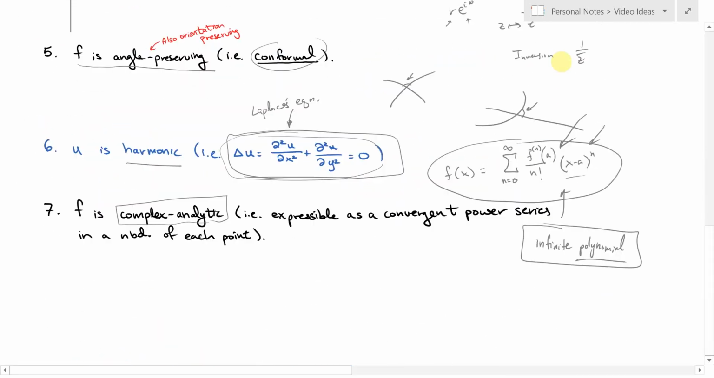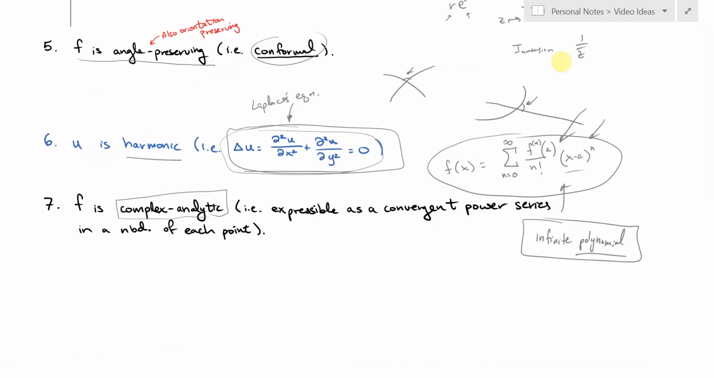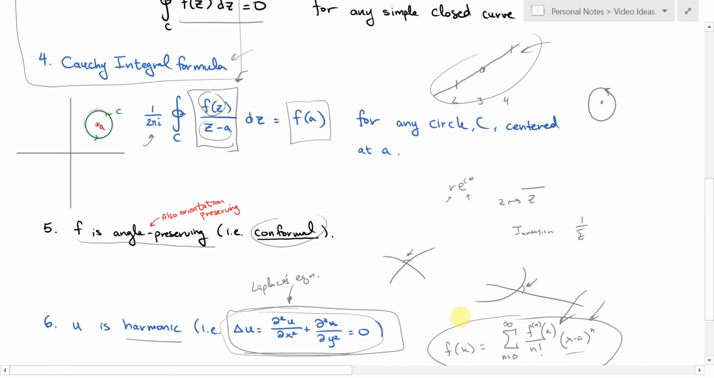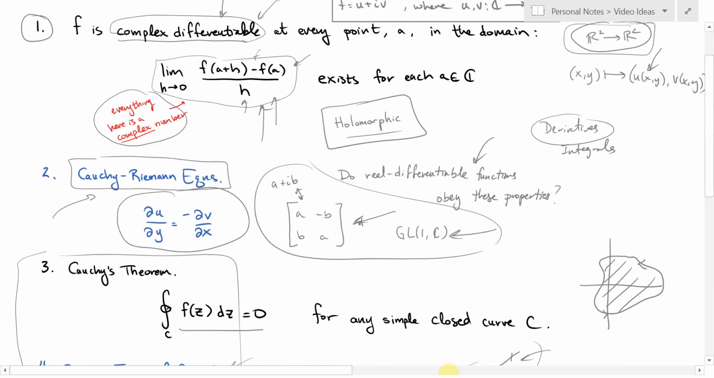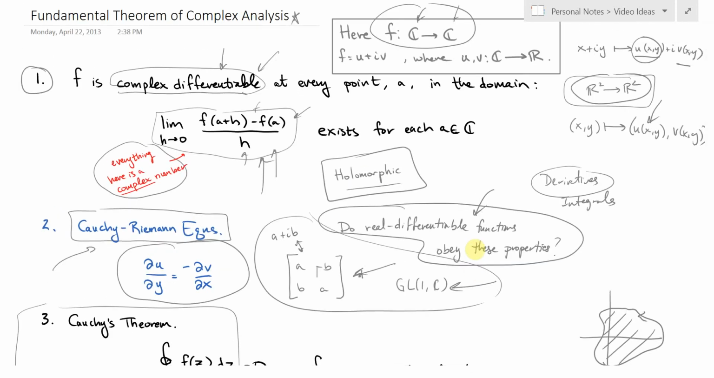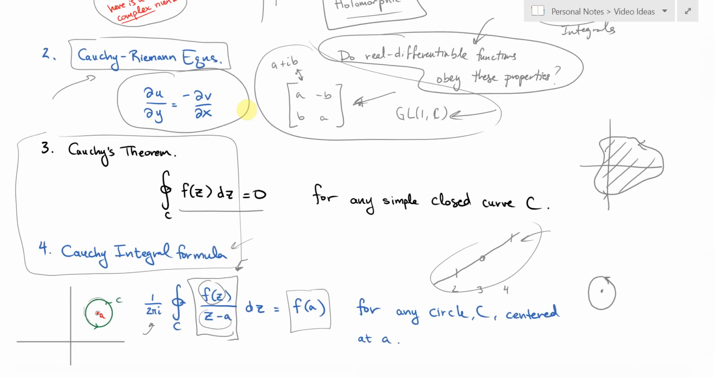So again, some of the dominant themes we're going to pay attention to is, how does this look like an infinite polynomial? And how does this all differ from the case of real differentiable functions? In general, we're just going to try and prove all of these qualities.